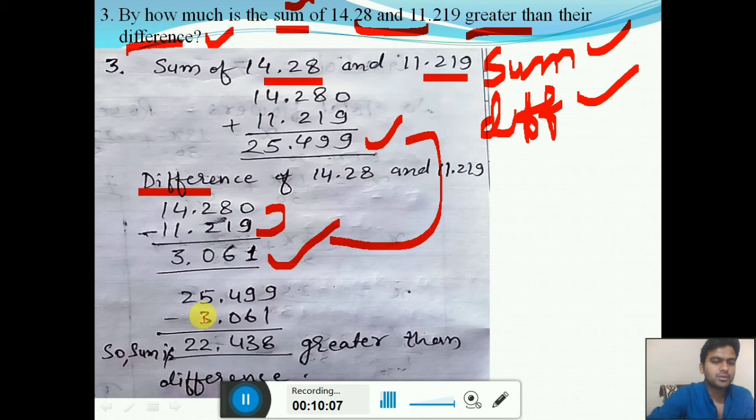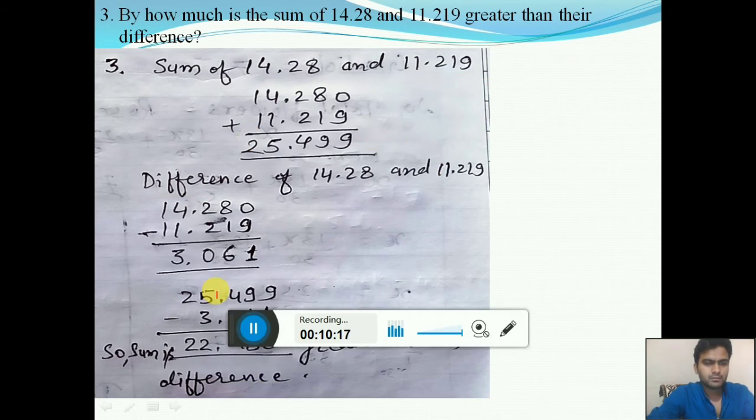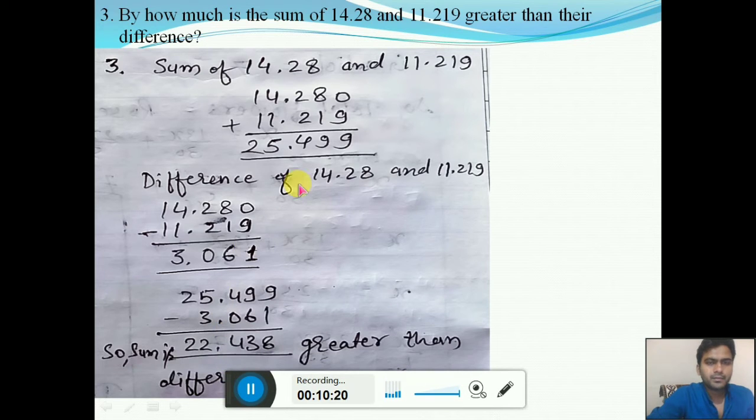So again we have to subtract. What we have to do? We have to subtract to find out how much the sum is greater than the difference. So here I have written the sum of these two. Now this number has 2 digits after the decimal and this number has 3 digits after the decimal, so we will put a 0 at the end, and now we can easily add. 0 plus 9 is 9, 8 plus 1 is 9, 2 plus 2 is 4, 4 plus 1 is 5, 1 plus 1 is 2. So the sum of these two numbers is 25.499.